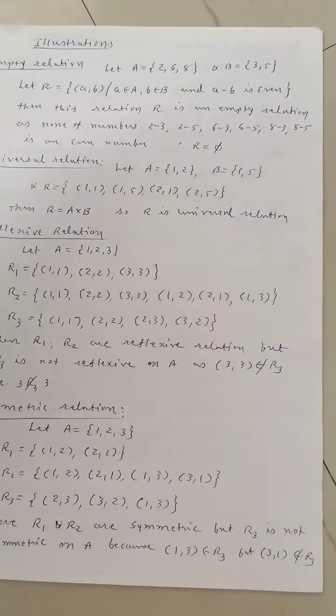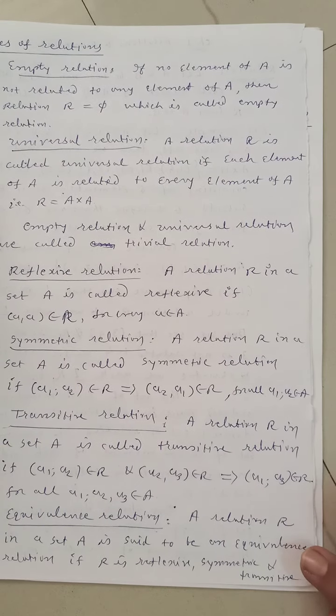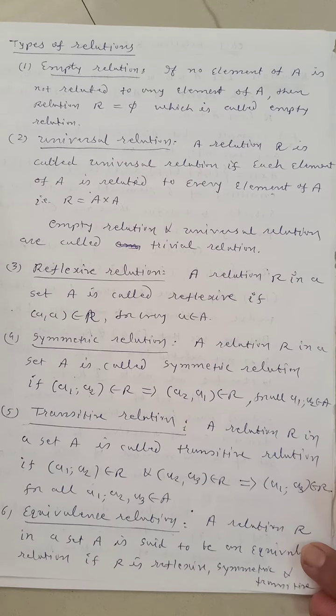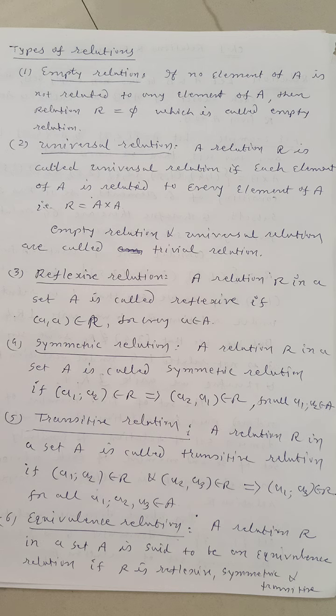Now we discuss types of relations. Last year we learned the empty relation, that is the set phi. We know it as an empty relation. Now what about the universal relation? We know it is A cross A.